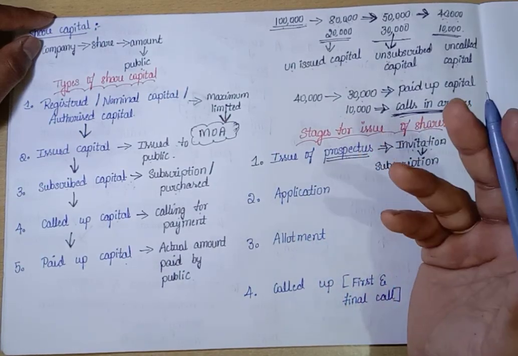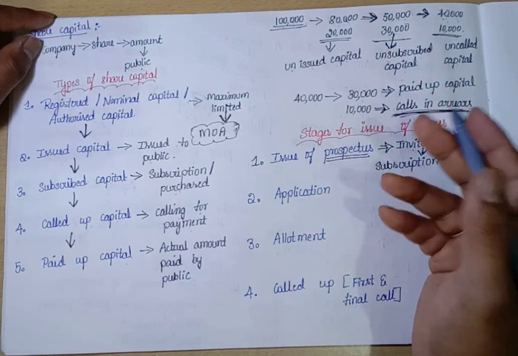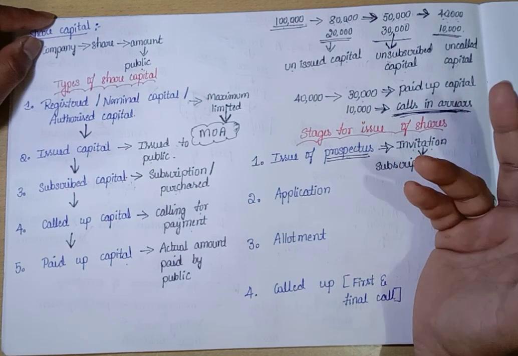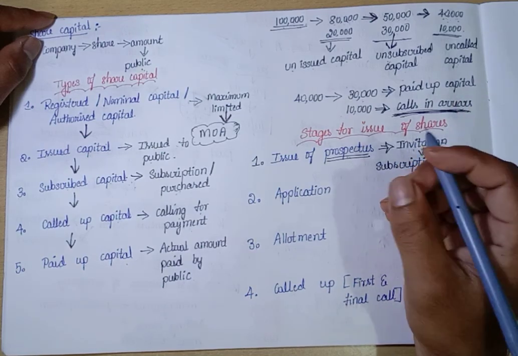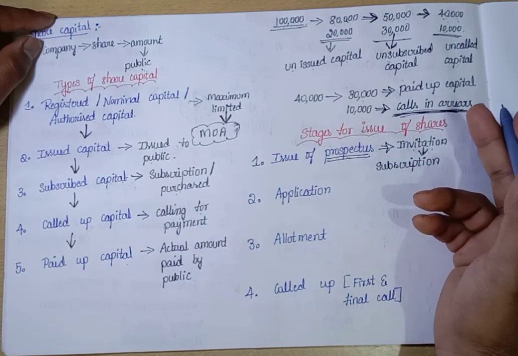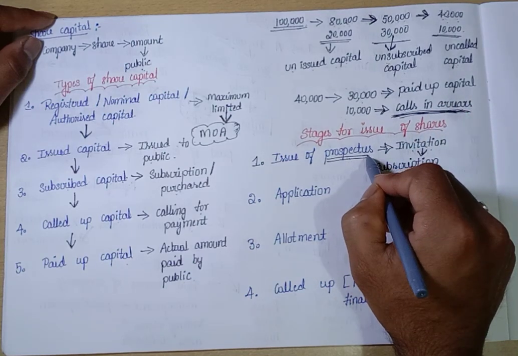So if you are a new company issuing new shares, and you are not informing your prospective public, then your shares will not be purchased. That's why first you need to inform the public about your new issue. That invitation is called a prospectus.